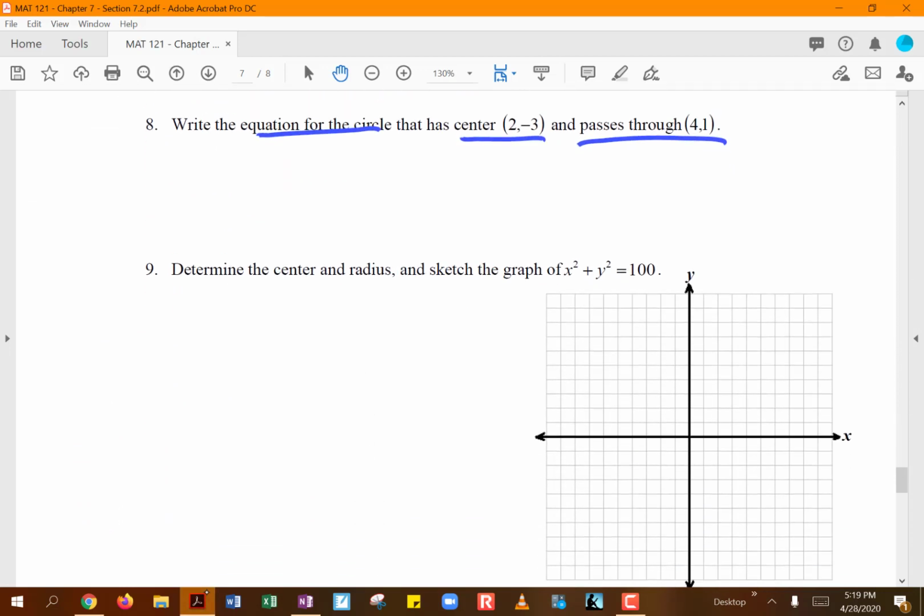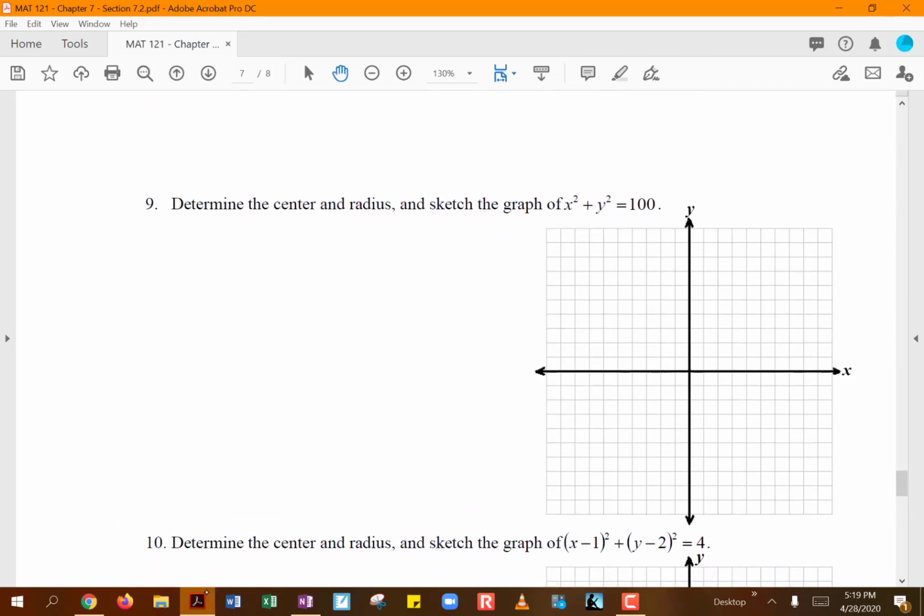All right, now we are given the equation x squared plus y squared equals 100, and they're asking us to find the center and the radius and sketch the graph for this. So let's take a look at this example here.